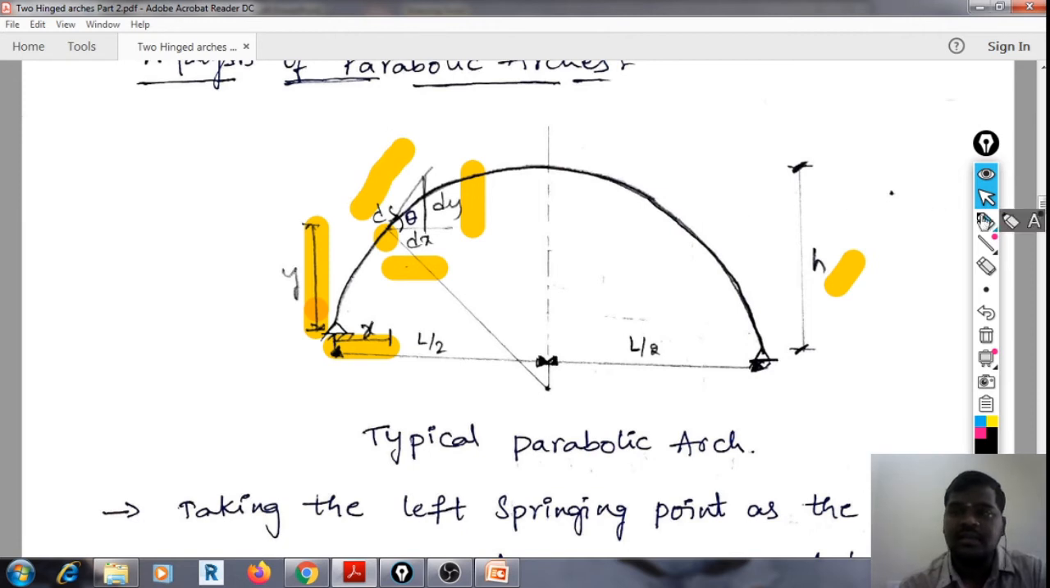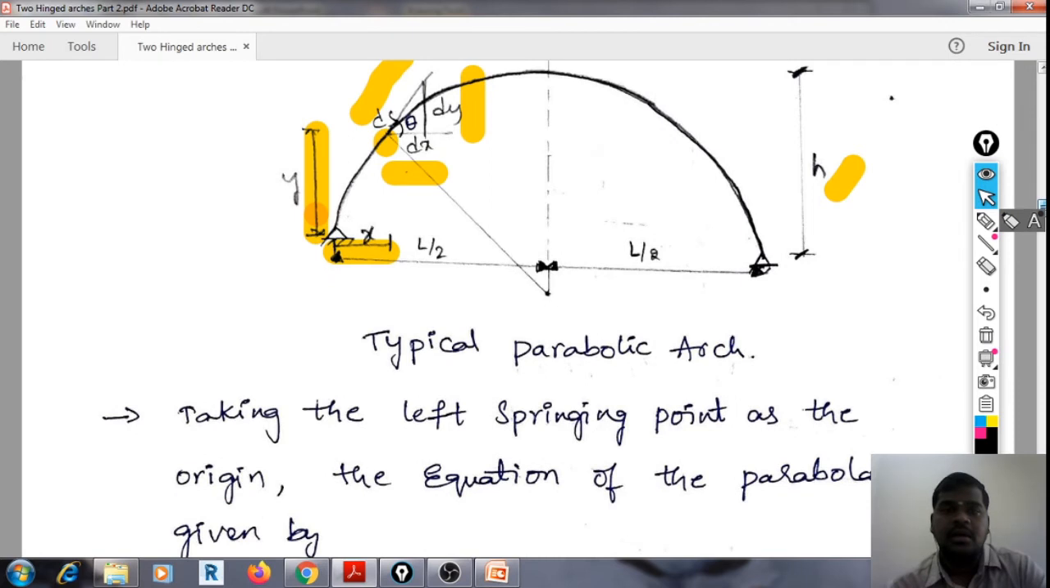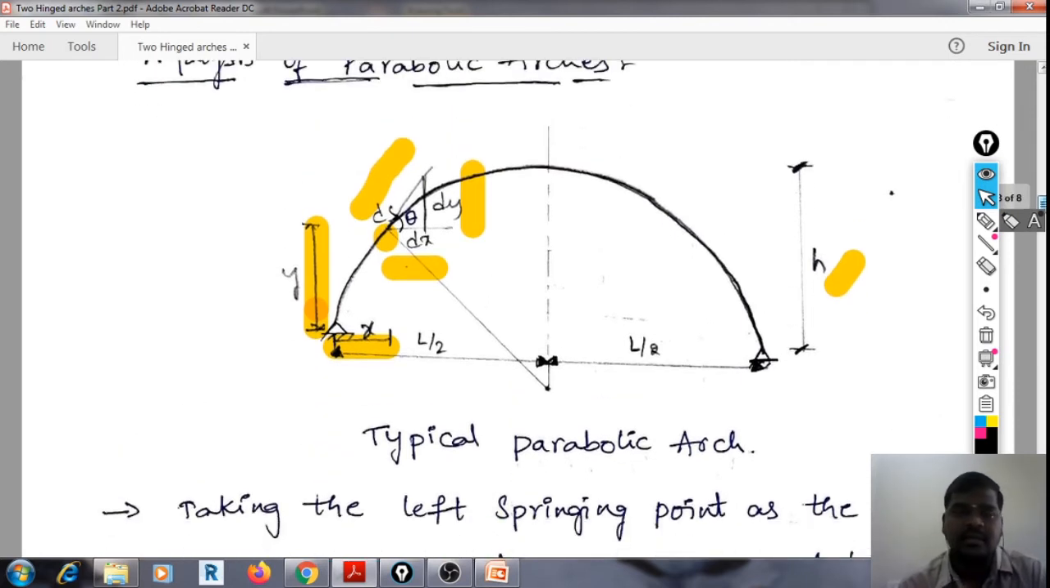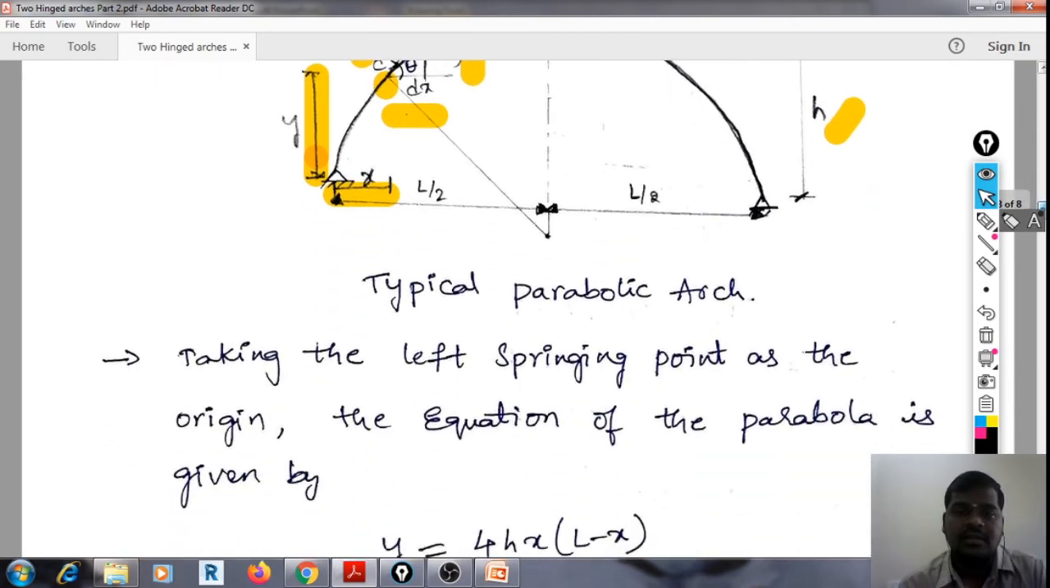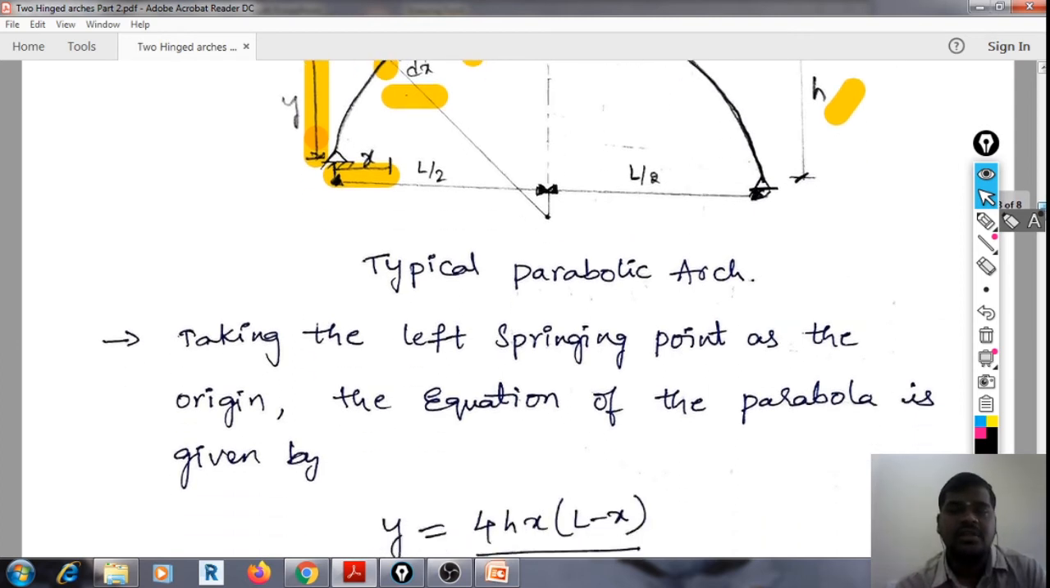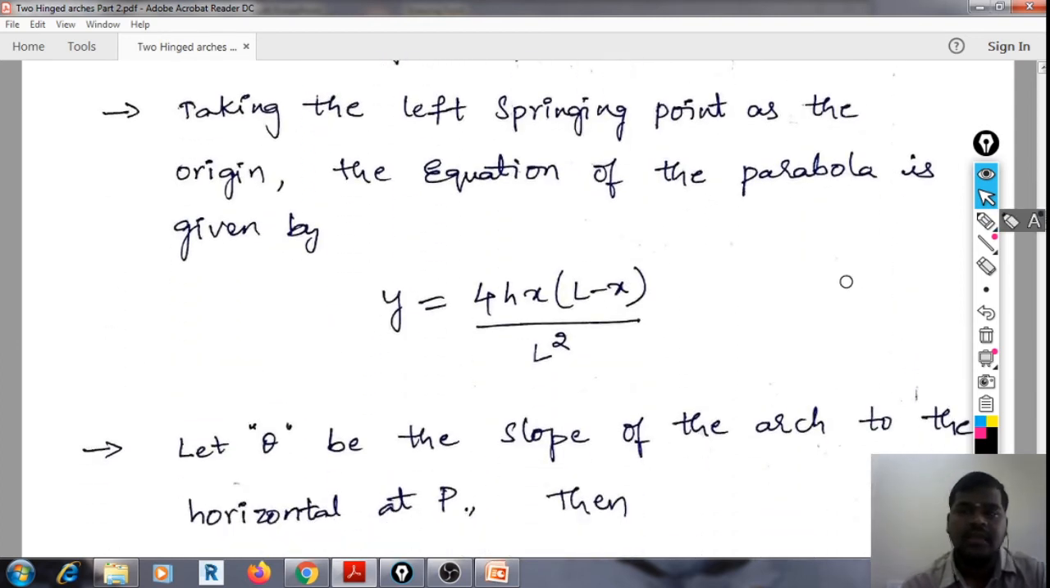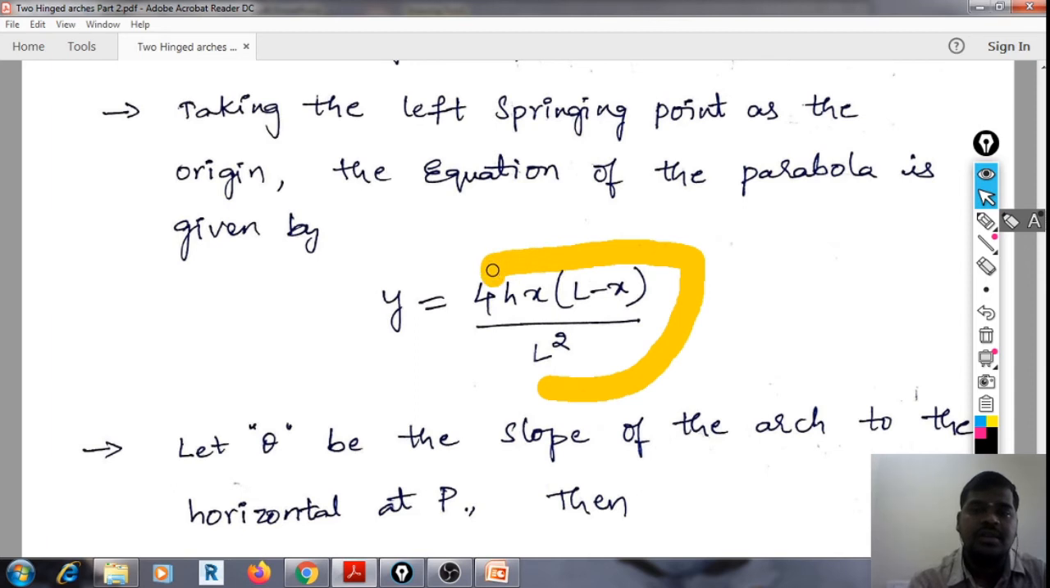So there is a slight change in finding the horizontal thrust for a parabolic arch, that is learnt here. This is a typical parabolic arch. Taking the left springing as origin, the general equation of parabola is y is equal to 4hx into L minus x by L square. This is already learnt from the school period of any student. Let theta be the slope of the arch to the horizontal at P.